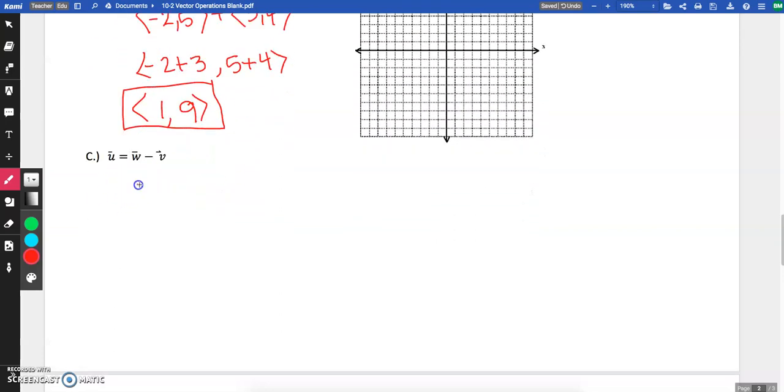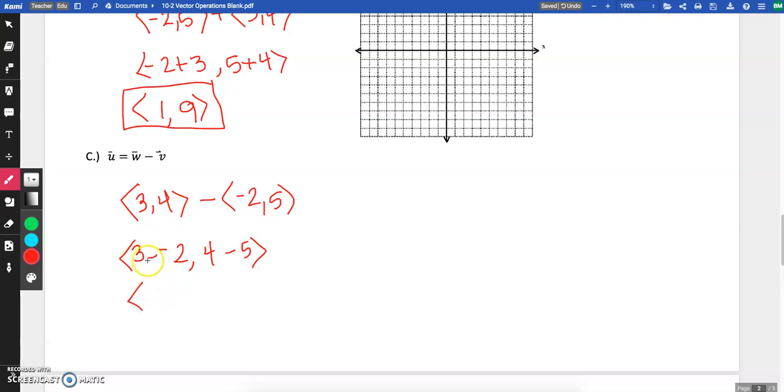Subtracting vector w. So subtracting, order matters, just like it does with regular numbers. 3, 4, minus -2, 5. 3 minus -2, 4 minus 5. Subtracting a negative becomes addition. 4 minus 5, -1. Okay.